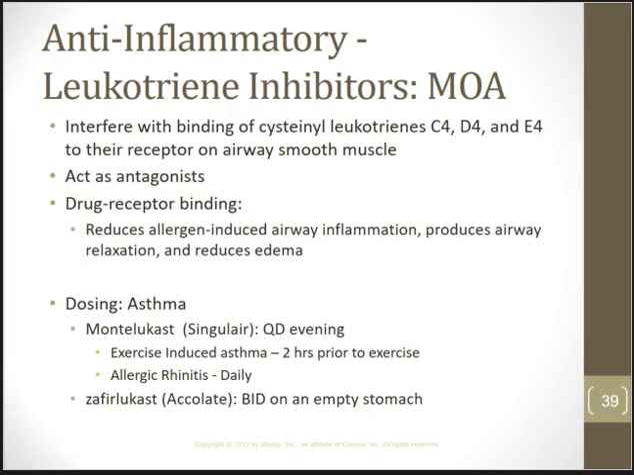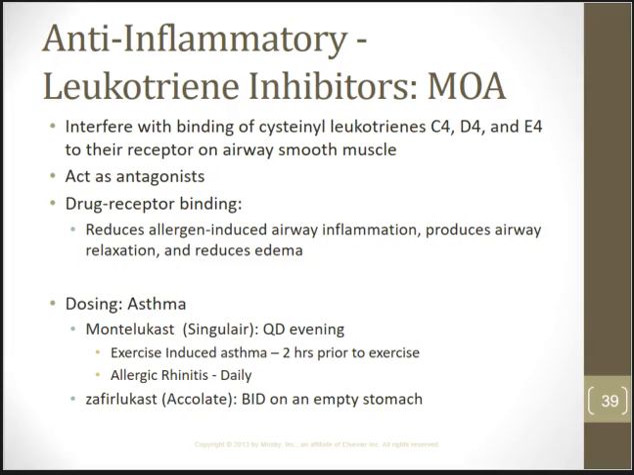The next anti-inflammatory classification is a leukotriene inhibitor. Now, these work by interfering and binding with the cysteinyl leukotriene receptors on the airway smooth muscle. These drugs will bind and act as an antagonist, and it reduces allergen-induced airway inflammation and produces airway relaxation and reduces the edema, the inflammation component.